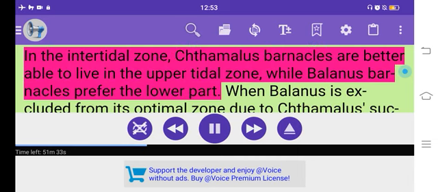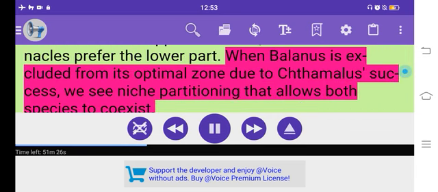Example. In the intertidal zone, Chthamalus barnacles are better able to live in the upper tidal zone, while Balanus barnacles prefer the lower part. When Balanus is excluded from its optimal zone due to Chthamalus success, we see niche partitioning that allows both species to coexist.